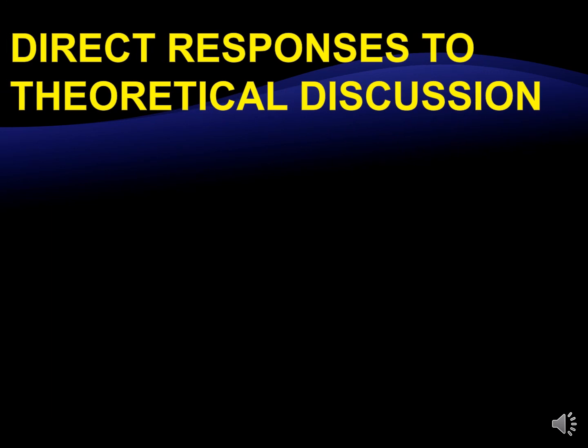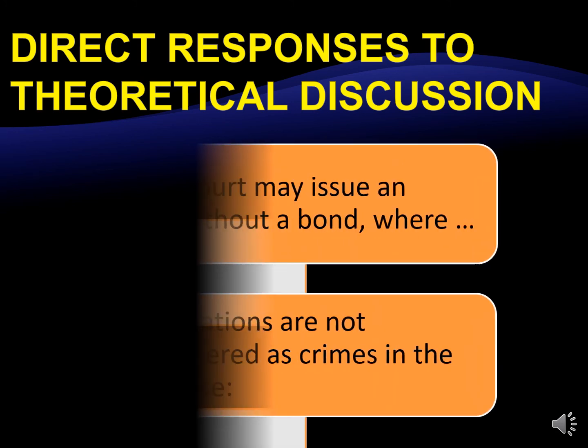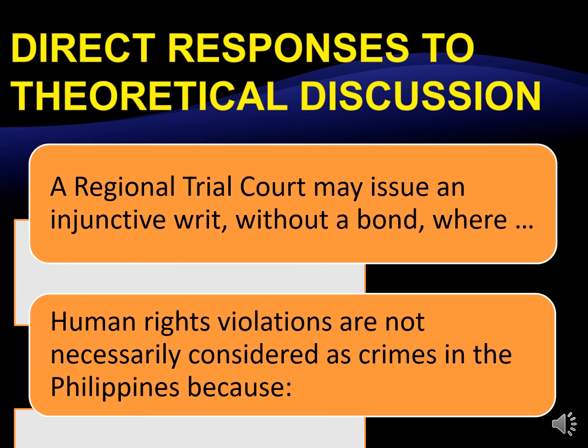Before we look at examples, let's come up with direct responses to theoretical discussion problems. So a regional trial court may issue an injunctive writ without a bond where human rights violations are not necessarily considered as crimes in the Philippines because... So let's look at an example here.